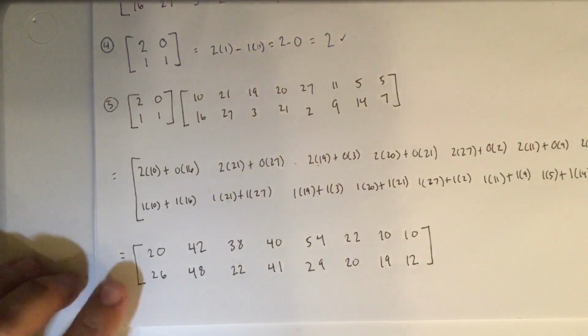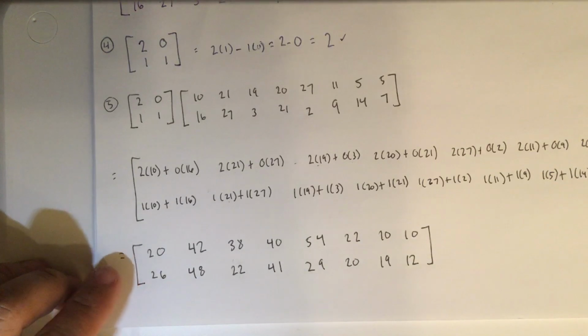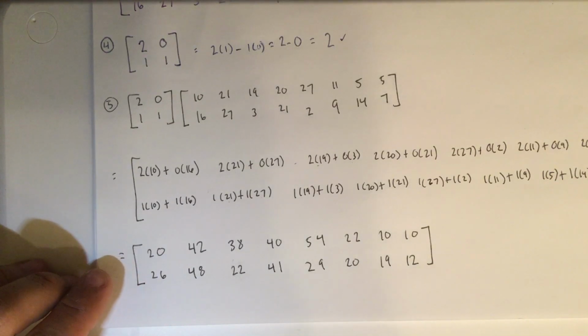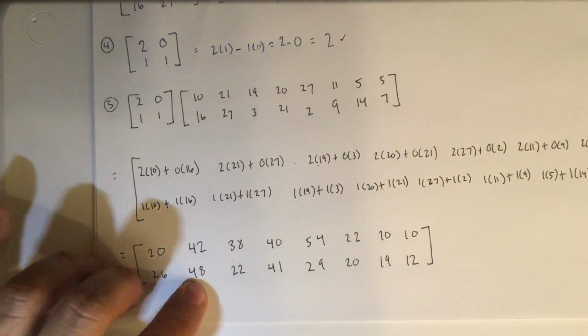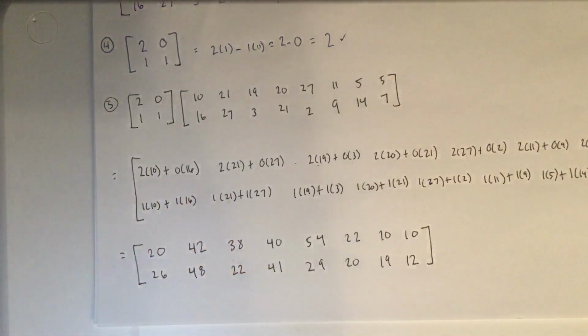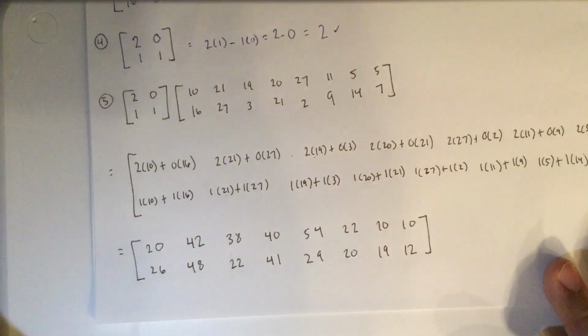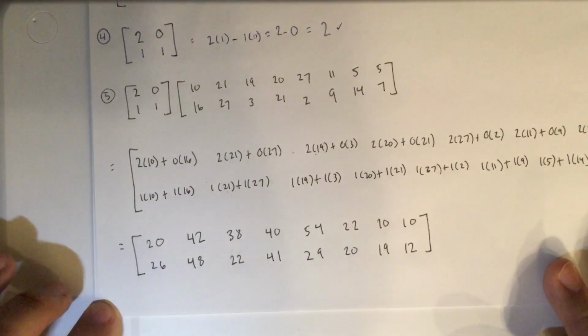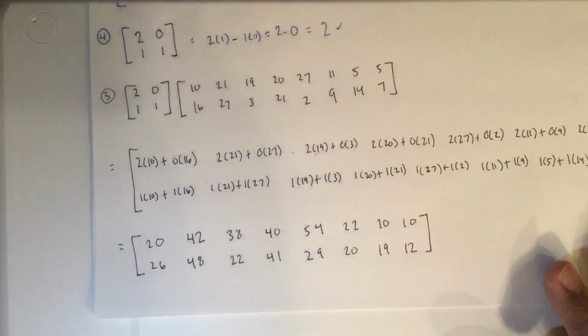And let me just verify these numbers. 20, 42, 38, 40, 54, 22, 10, 10, 26, 48, 22, 41, 29, 20, 19, 12. All right, so that all looks good there. So that's the process I would take to get to this answer. So this is all of part 1 completed.